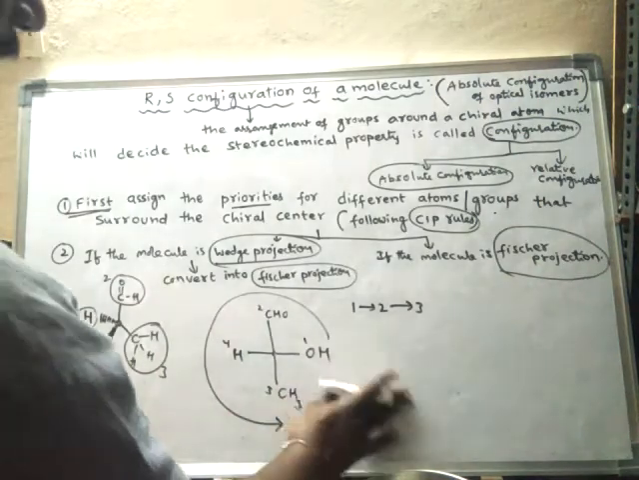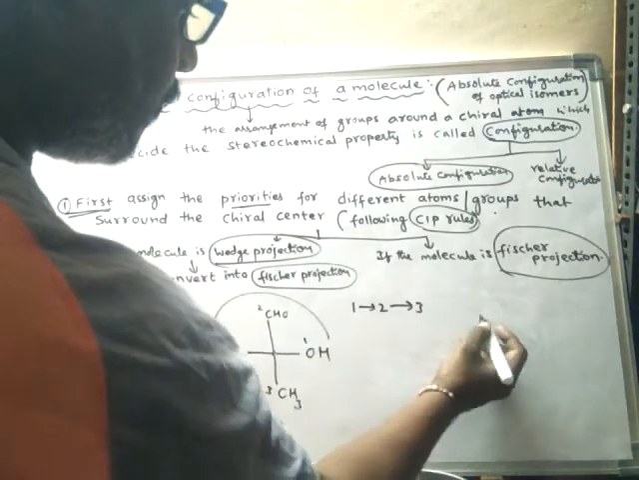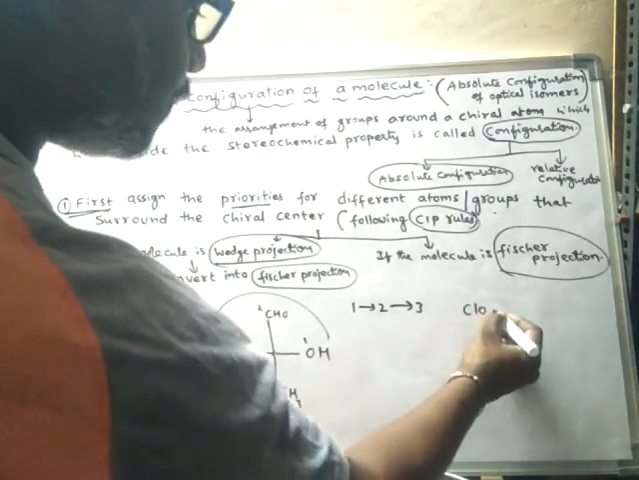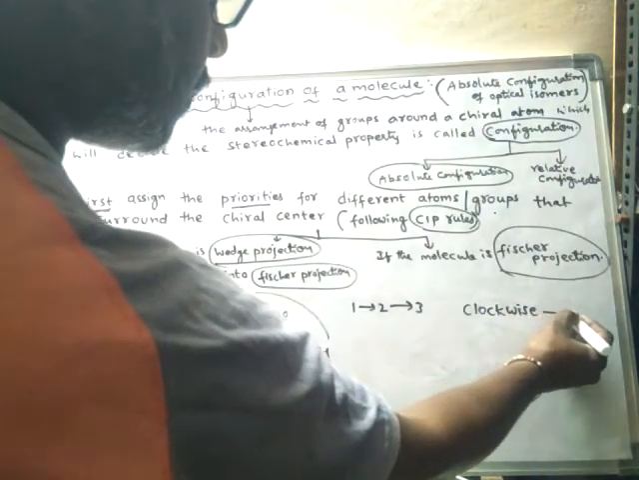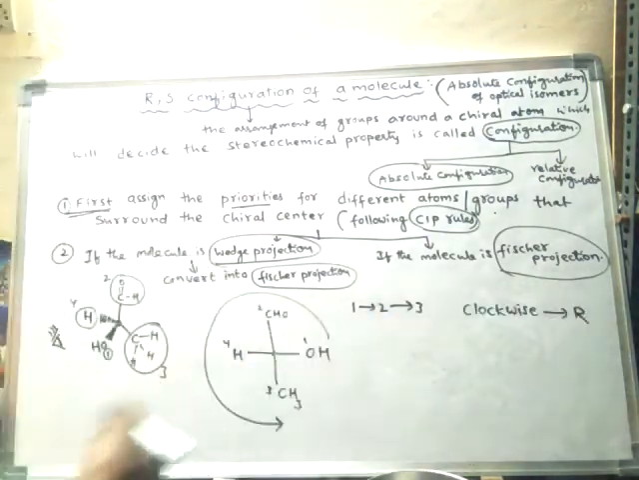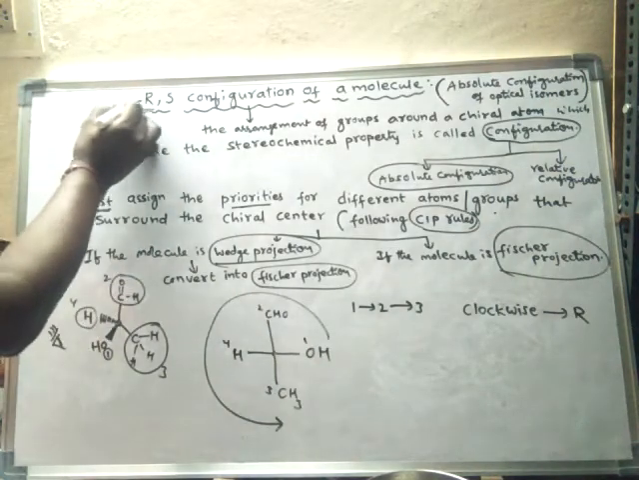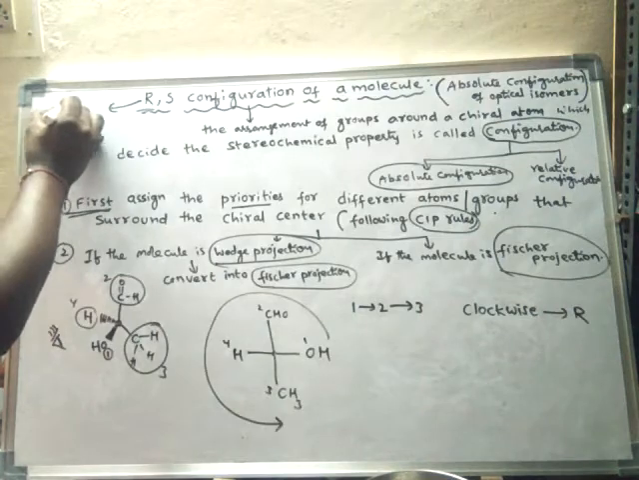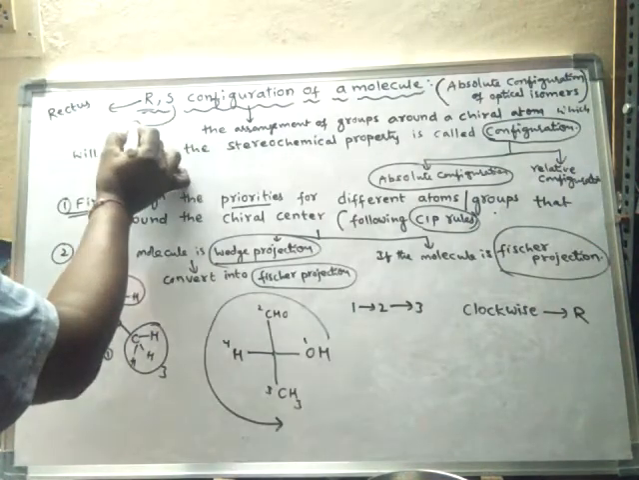So when it is clockwise direction, remember, it is said to be rectus. R means R configuration. R means rectus. S means sinister.